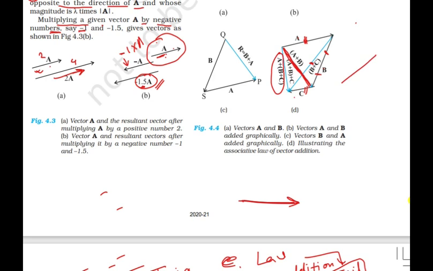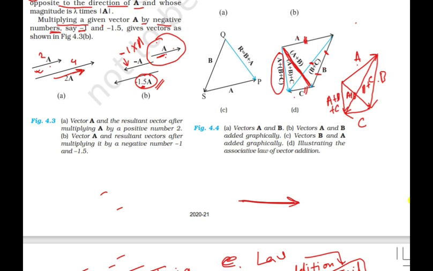See, first A and B, head of A to tail of B, then what will we get? We will get the resultant vector of this. Now there are three vectors, draw C. So the resultant vector between B and C will be B plus C, right? This is A plus B and this is B plus C. Now if I draw the resultant of A, B and C, then this will be the vector A plus B plus C.